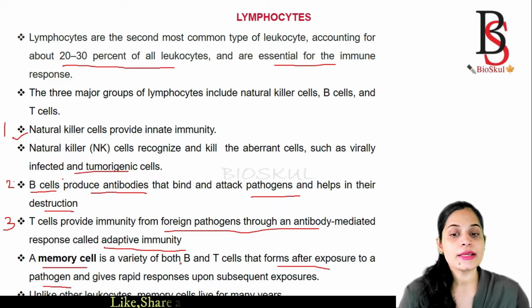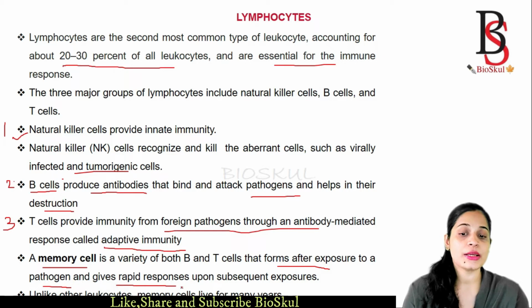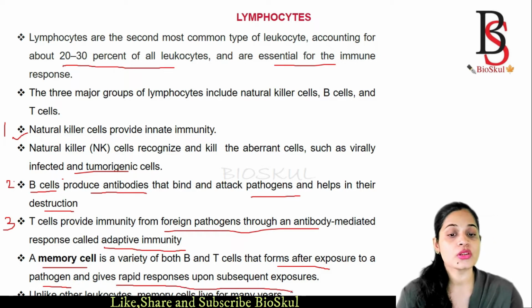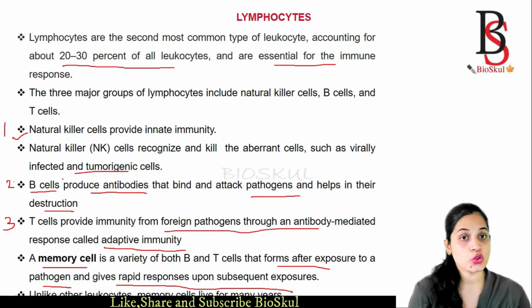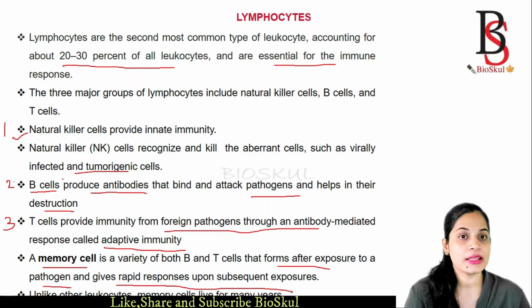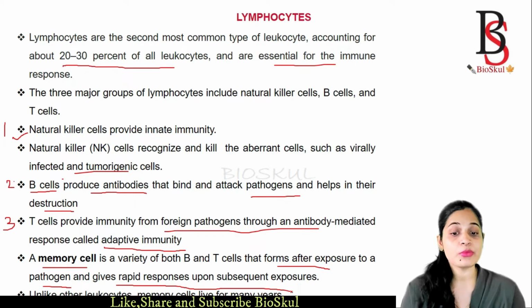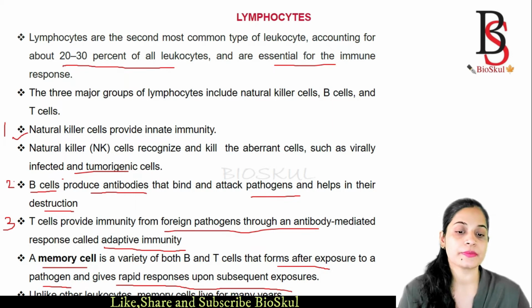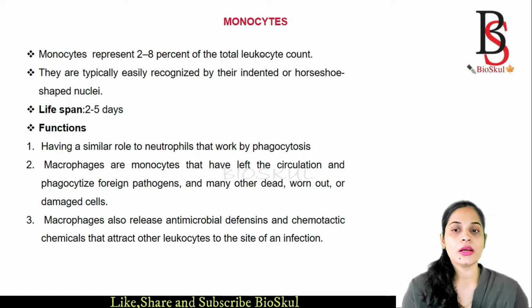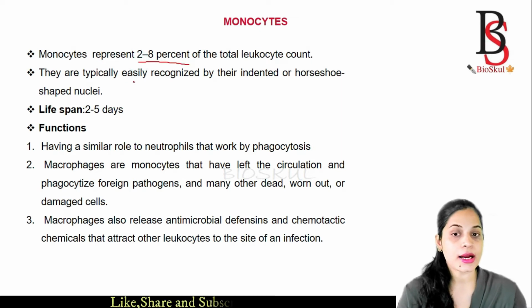The memory cell is formed from both the B cell and the T cell, and that memory cell provides a rapid response upon subsequent exposure to pathogens. Unlike other leukocytes, which basically have a lifespan of a few hours to a few days, the memory cell lives for many years. And the monocytes: monocytes represent 2 to 8% of the total leukocyte count.